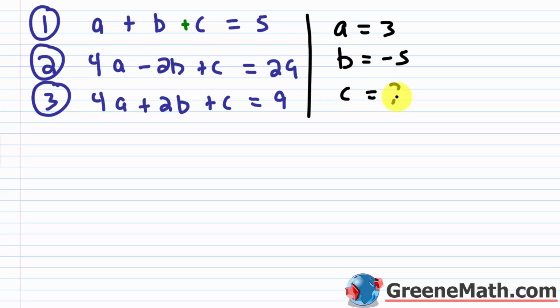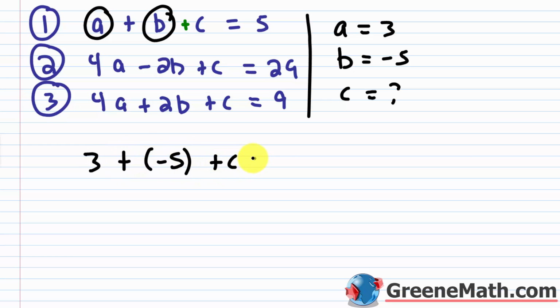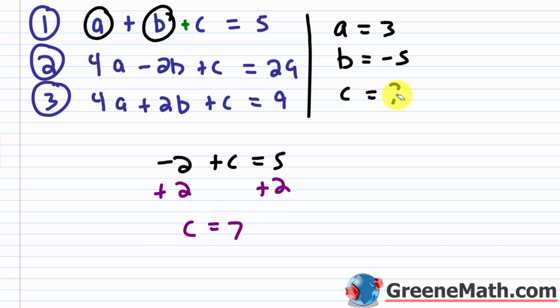It's easiest to work with equation 1. So let me plug in a 3 for a and a negative 5 for b. What would that give me? So you would have 3 plus negative 5 plus c equals 5. 3 plus negative 5 is negative 2. So you'd have negative 2 plus c equals 5. If I add 2 to both sides of the equation, I get c is equal to 7.